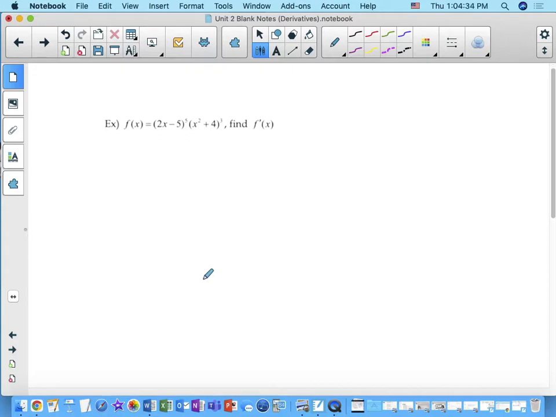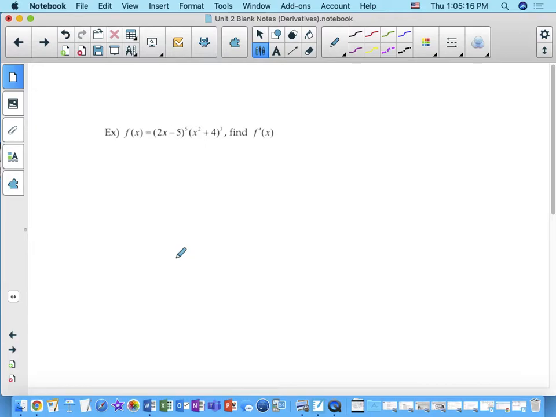Okay, so here is another one, getting a little bit more complicated here. f of x equals 2x minus 5 to the power 5 times x squared plus 4 cubed. Find f prime of x. So we're multiplying two things together. So what rule do you think we have to use there? Product rule. Yeah, we're going to have to use the product rule.